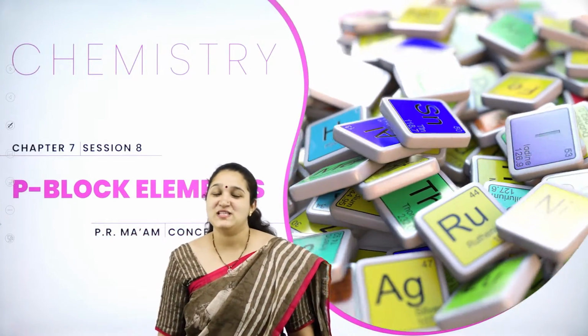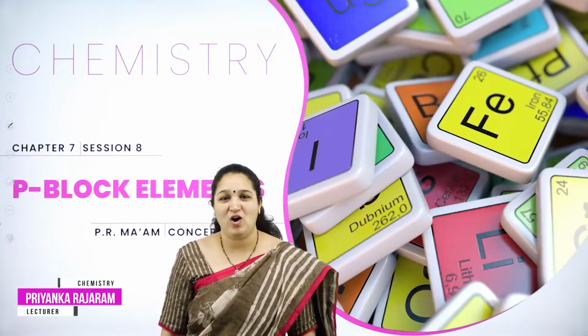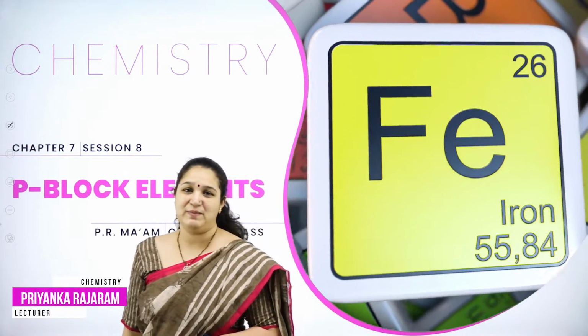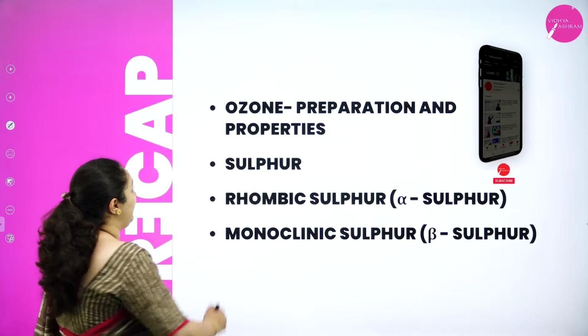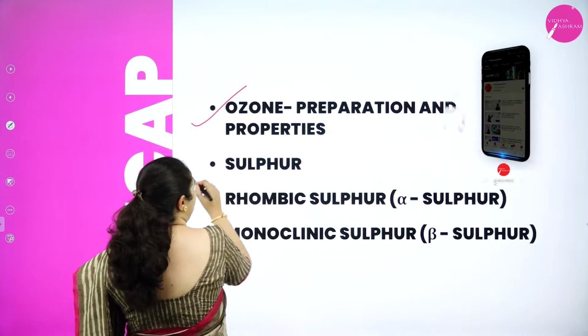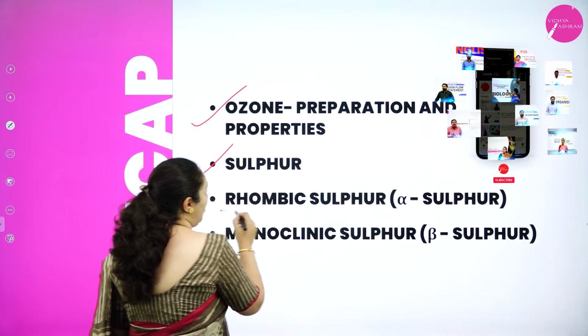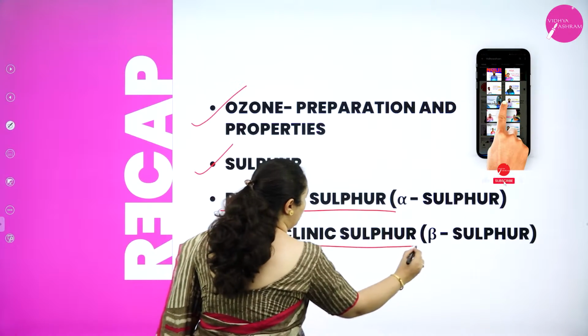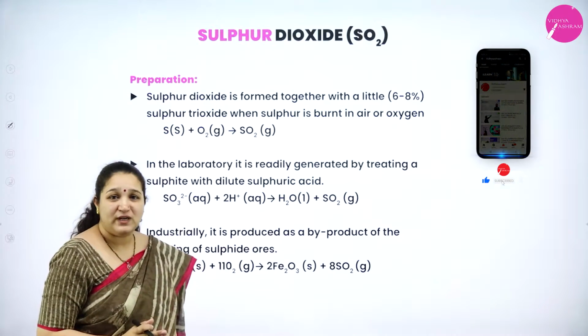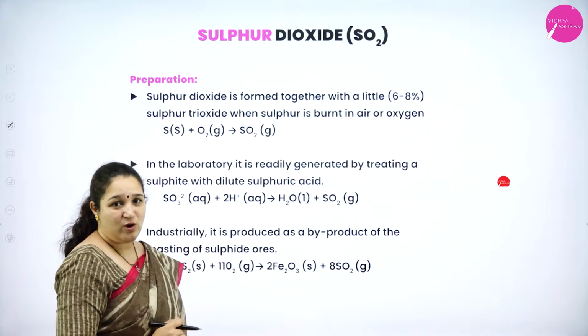Hello my dear students, welcome back to session 8 on the chapter P block elements. Last class we studied ozone preparation and properties. Then we started with sulfur and learnt about rhombic sulfur and monoclinic sulfur. First we learn about sulfur dioxide.